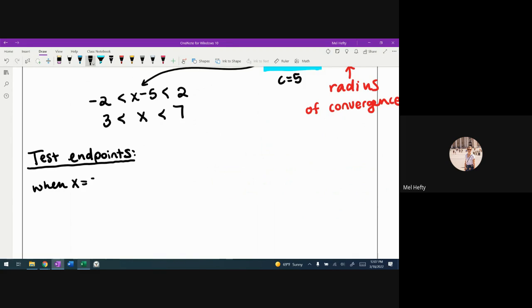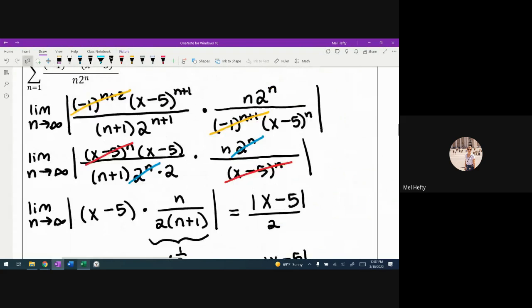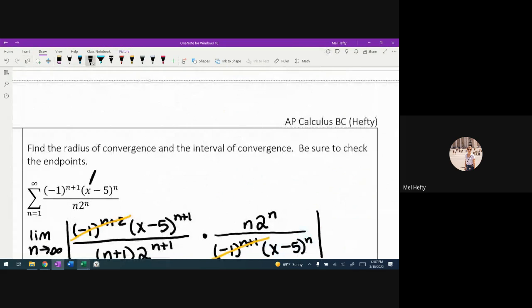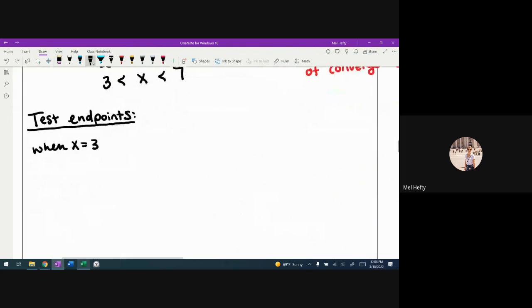Yeah. All right. I'm going to scroll up to the very top of my question. And I'm going to plug in for this x right here. So I'm testing a very specific number. I'm testing 3. I'm going to plug it in way down here. So the series is going to stay the same. The -1 to the n plus 1 is going to stay the same. Now, x minus 5 to the n is now going to become 3 minus 5 to the n. What's 3 minus 5?